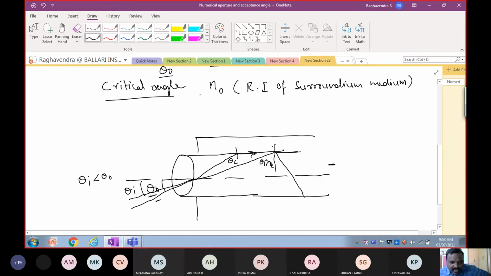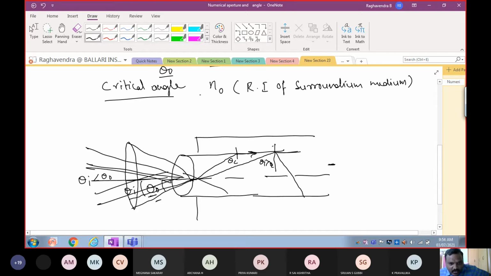Okay, now you come to the point. I told you already, if you rotate this critical angle through 360 degrees about this axis, you will get a cone. This cone is what we call the acceptance cone. So any ray, if it falls inside the acceptance cone, undergoes total internal reflection. If a ray falls outside the acceptance cone, it will not undergo total internal reflection. It will simply pass through the cladding part of the optical fiber. Have you understood this? Yes, sir.